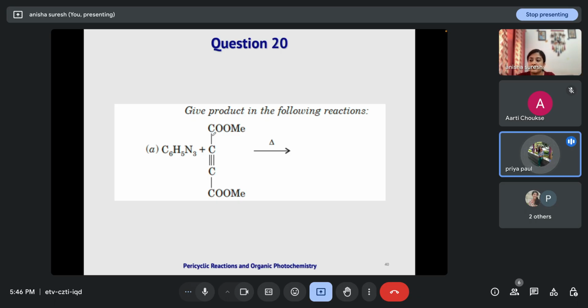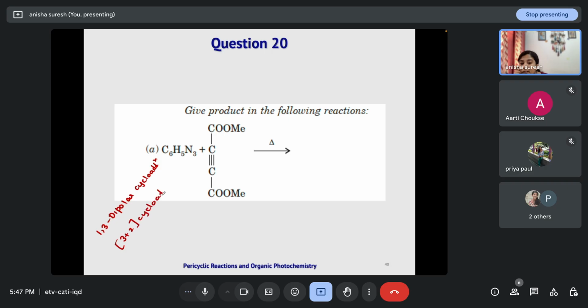We will get a five-membered ring containing three nitrogens in that ring. So it is an example of 1,3 dipolar cycloaddition, or we can say 3 plus 2 cycloaddition. So this azide can be written like C6H5N, negative, positive.